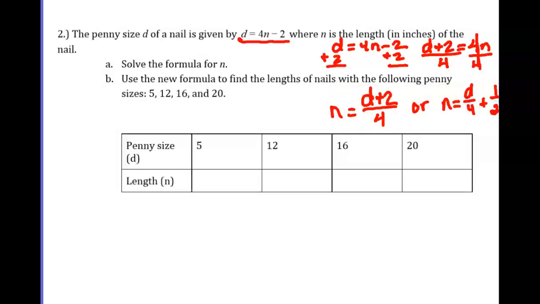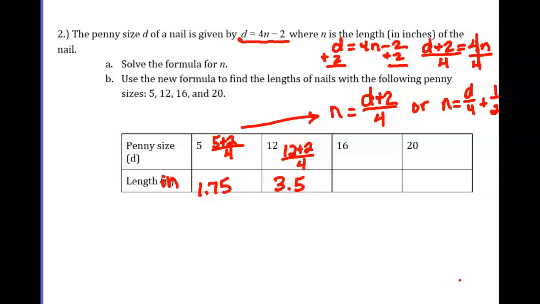So if we had a penny size of 5 and we plugged it in here, d plus 2 would be 5 plus 2, divided by 4, which gives us 7/4, which would be 1.75. Let me write it down here, 1.75, and that would be in inches. That should be in inches right there. So for 12, again, we're going to plug it in. Now we've got 12 plus 2 divided by 4. So that's 14/4, which is going to be 3.5.